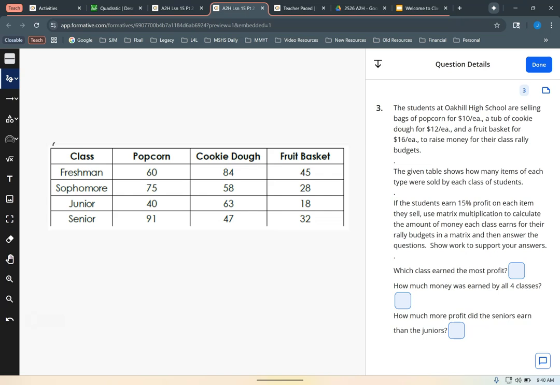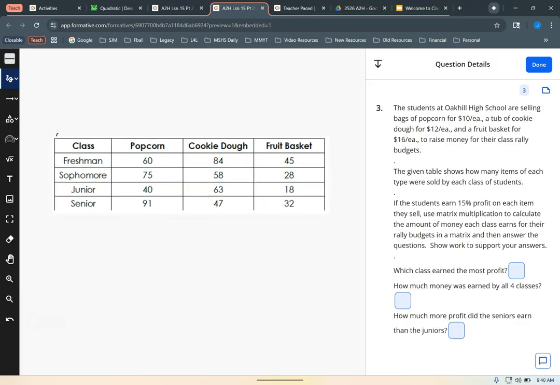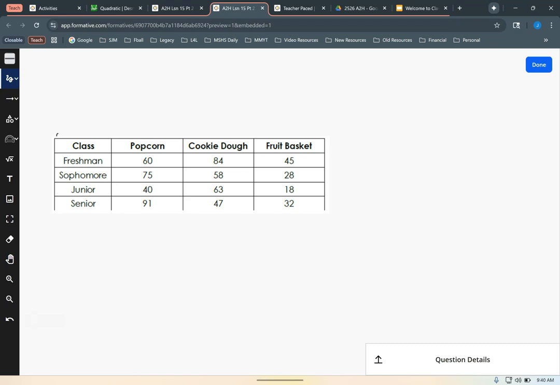Well, so we have some information given to us, right? And then other parts of the information is given in the problem, right? And so we've got to come up with some way to calculate this. Now, it says if the students earn a 15% profit on each item they sell, use matrix multiplication to calculate the amount of money each class earns for their rally budgets and give that answer in a matrix, and then show work to support your answer. All right, well, we'll come back to answer the questions in a minute.